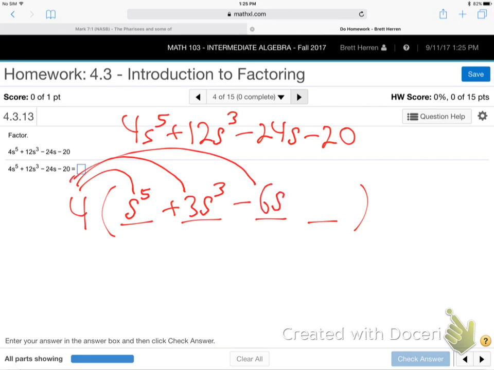Use calculator if you're rusty on some of these. And 4 times minus 5. That's a 5. My 5s look like s's. There we go. Is that okay? It's whatever would multiply. No questions? I'll keep moving.